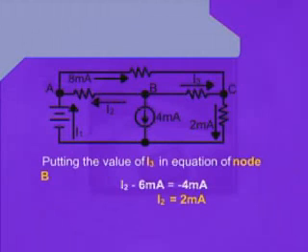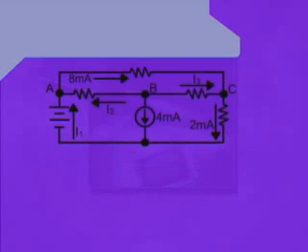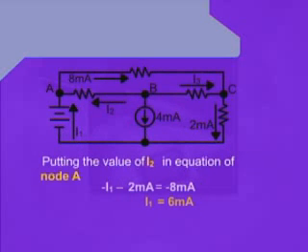Putting the value of I3 in the equation of node B, we can write I2 minus 6 milliampere equals minus 4 milliampere. Therefore, I2 is equal to 2 milliamperes. Now, we will put up the value of I2 into the equation for node A. Therefore, we can write minus I1 minus 2 milliampere is equal to minus 8 milliamperes. Therefore, I1 is equal to 6 milliamperes.